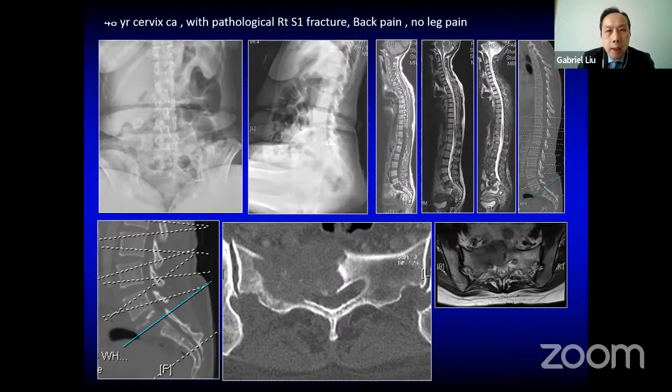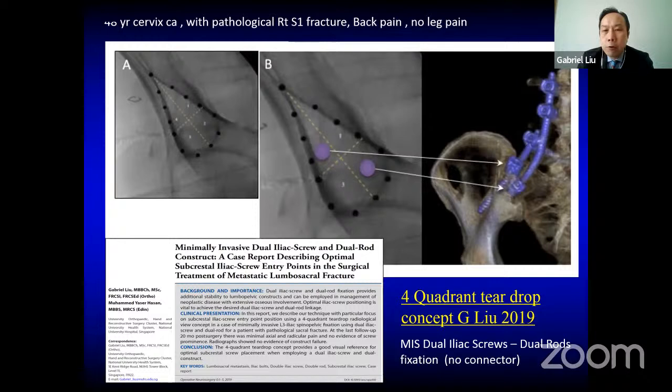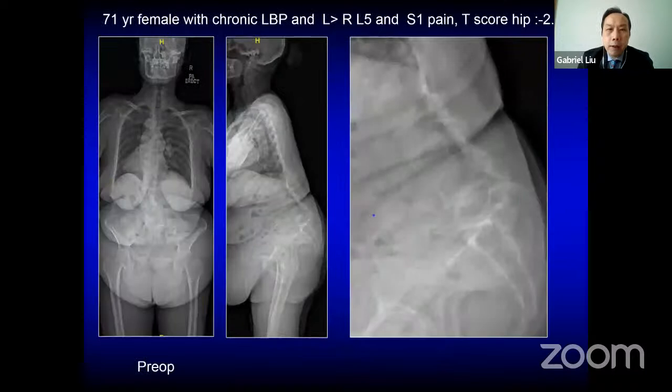As the technique becomes more mature, of course, we can put in double screws and also a four-rod technique. We developed this as a four quadrant teardrop concept. We put the short screw on the upper outer teardrop and then connect that to L5, which allows the screw to be more obliquely inserted. And this is your outer rod, and then your main rod inside, and then the inner quadrant, which allows you to easily apply the two screws.